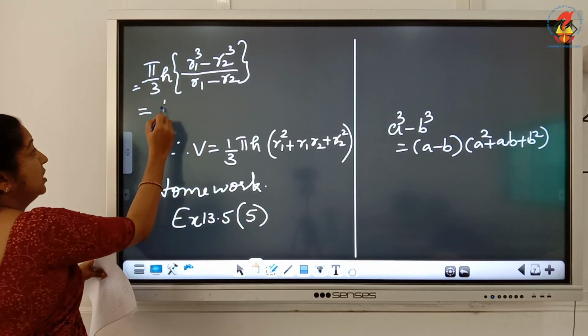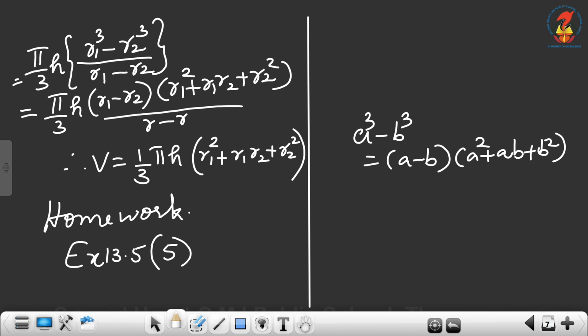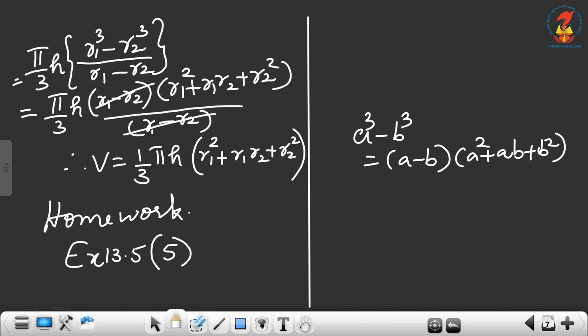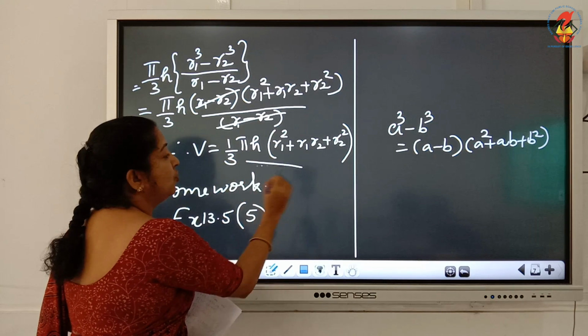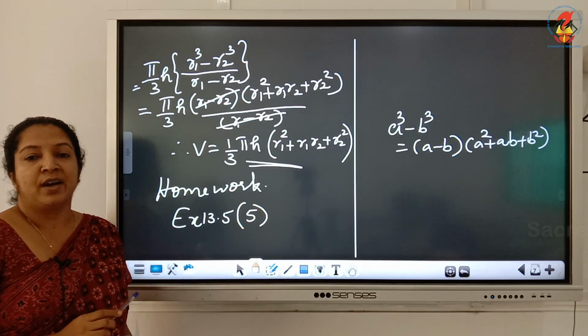You have to use this here: pi by 3 h into r1 minus r2 into r1 square plus r1 r2 plus r2 square divided by r1 minus r2. We can cancel off r1 minus r2. The remaining will be pi by 3 into h into r1 square plus r1 r2 plus r2 square. So this is the volume of the frustum. So homework exercise 13.5 fifth question.